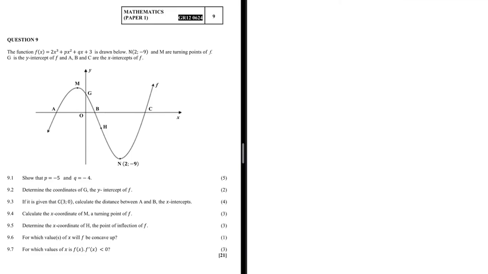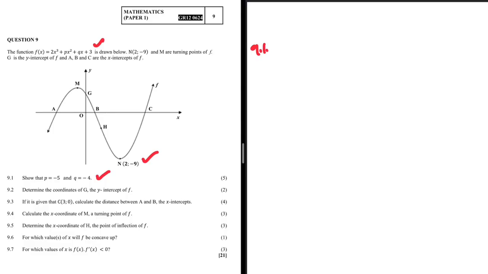Show that p is equal to minus 5 and q is equal to minus 4. So what are we given? A cubic function. This is the equation with the variables p and q. And then another thing that we have is the coordinates of the turning point. So let's see how we can use that in order to show that p is equal to minus 5 and q is equal to minus 4. So let's take a look.